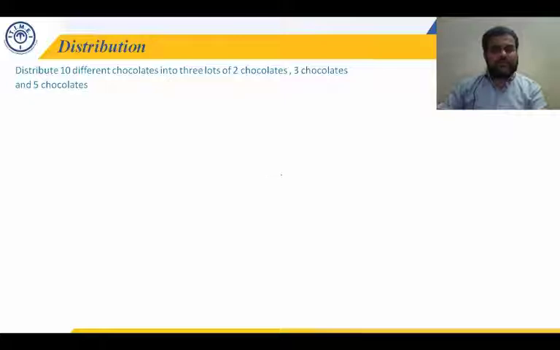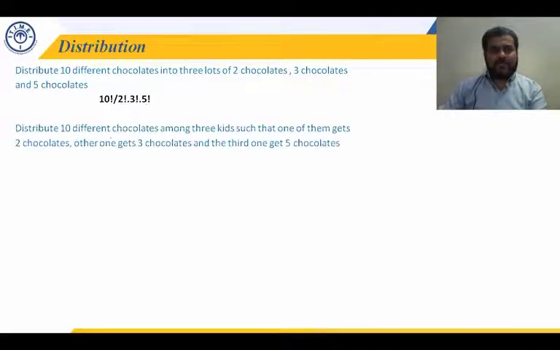Now let us say distribute 10 different chocolates into 3 lots of 2 chocolates, 3 chocolates and 5 chocolates. Here we just have to form the parcels. So 10 factorial by 2 factorial into 3 factorial into 5 factorial. Now distribute 10 different chocolates among 3 kids such that one of them gets 2 chocolates, other one gets 3 chocolates and the third one gets 5 chocolates.